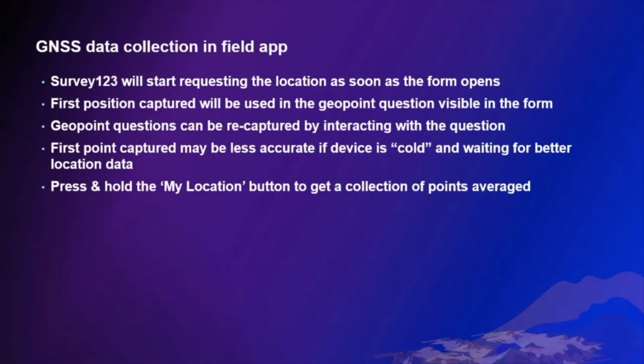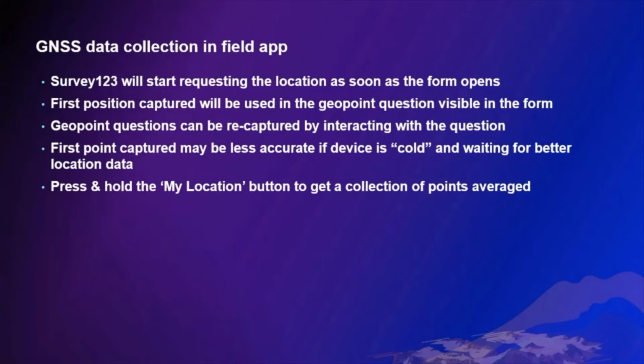Survey123 starts requesting the location information from the device as soon as you open the form. If you do not have a geopoint question visible on your form, the first location that the app receives will be used and stored as the location of the survey. If you do have a geopoint question visible, the first position captured will be used and set the location. However, you can interact with the geopoint question to move the marker pin manually or recapture your current location.